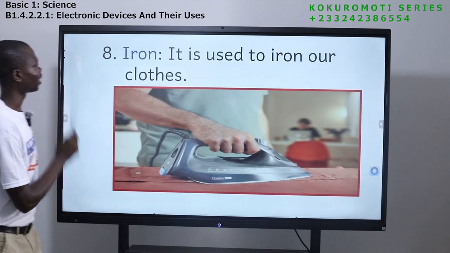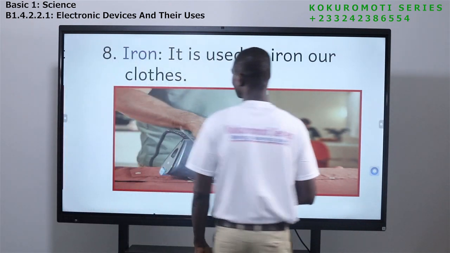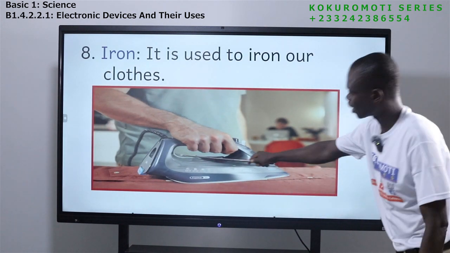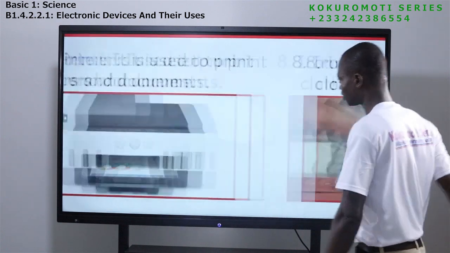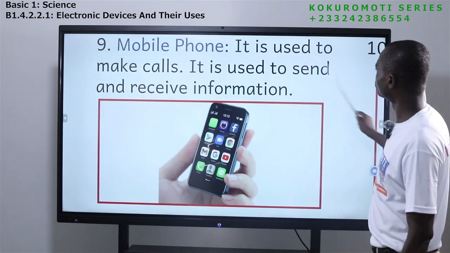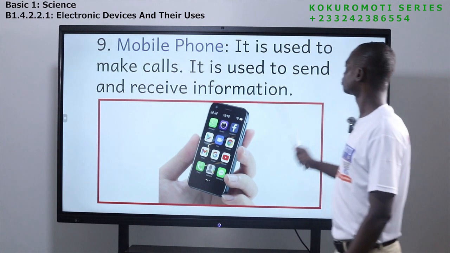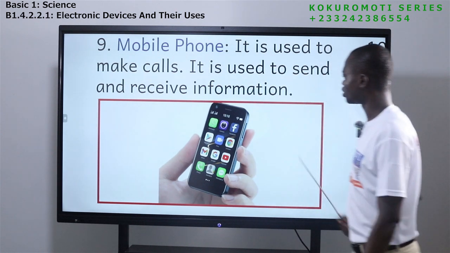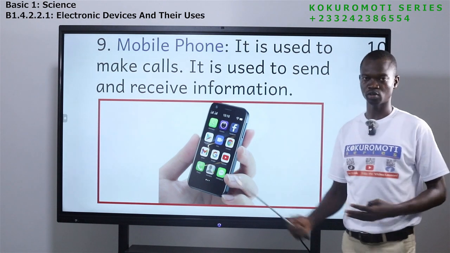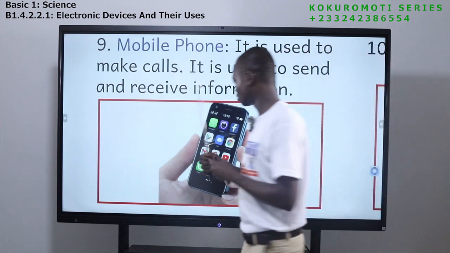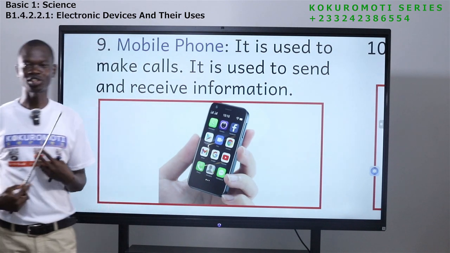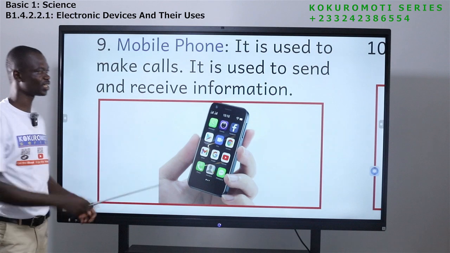Okay. Iron. It is used to what? Iron our clothes. So this is how we do ironing. This is iron. The person is ironing. Okay. So let's see. We have mobile phone. It is used to make calls. It is also used to send and receive information. If you want to send message, whether it is WhatsApp, whatever, just as I asked you to send me your questions, so you use the mobile phone to do the same thing.